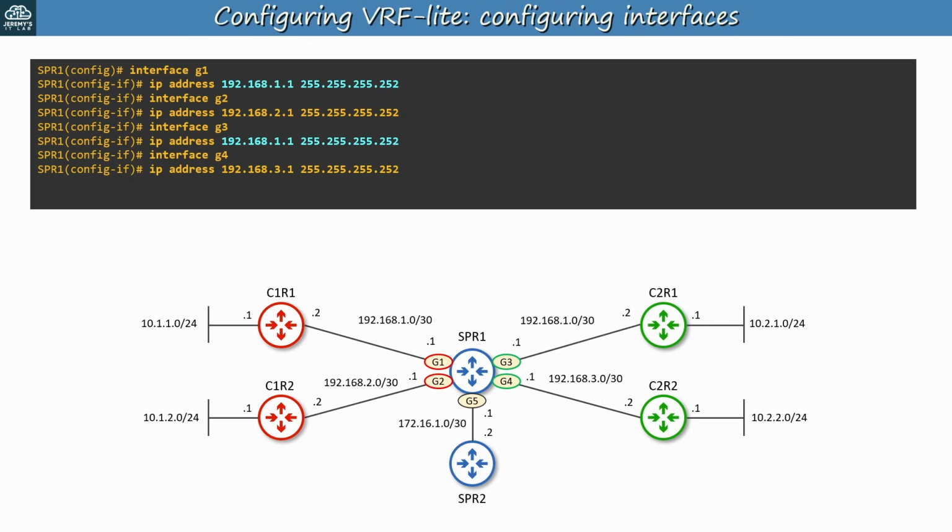Because G1 and G3 are in different VRFs, it doesn't matter if their subnets overlap, or even if they have the exact same IP. They are part of two different routing instances.